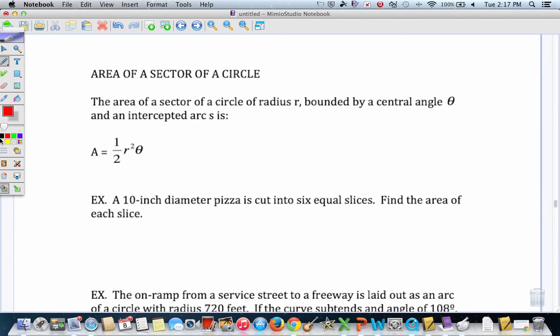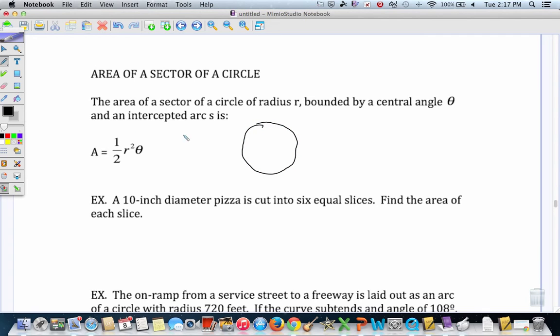Several examples there. We have another formula here. Area of a sector of a circle. Area of a sector of a circle of radius r bounded by a central angle theta, and intercept of the arc is 1/2 r squared theta. Area equals 1/2 r squared theta.